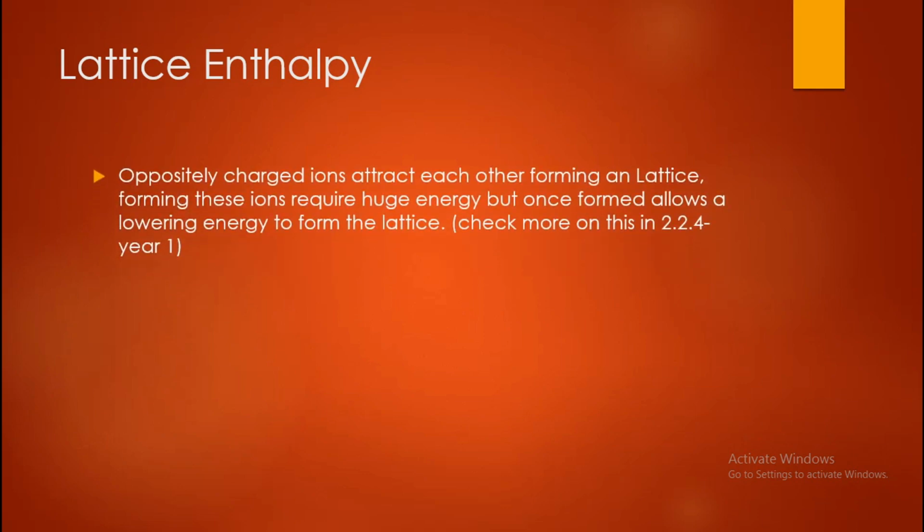Lattice enthalpy. This is when we have oppositely charged ions which are attracted to each other, forming a lattice. Forming these ions requires a lot of energy, but once formed, they allow a lowering of energy to form the lattice, which normally compensates for the huge amount of energy needed to form the ions in the first place. Now, you'll find more about this in 2.2.4, but that is more about basic ionic compounds. I suggest you do read that as well, because it will help.